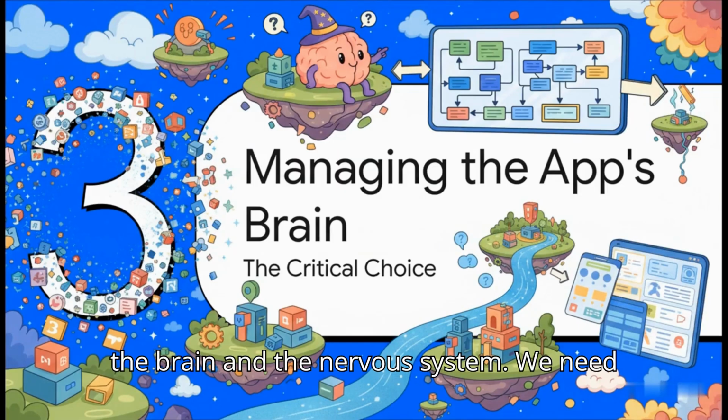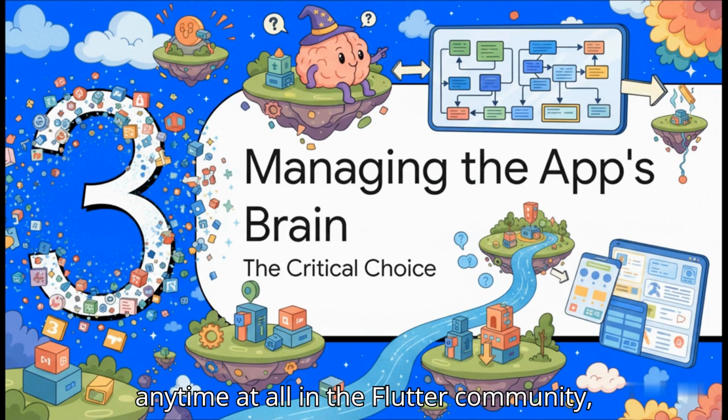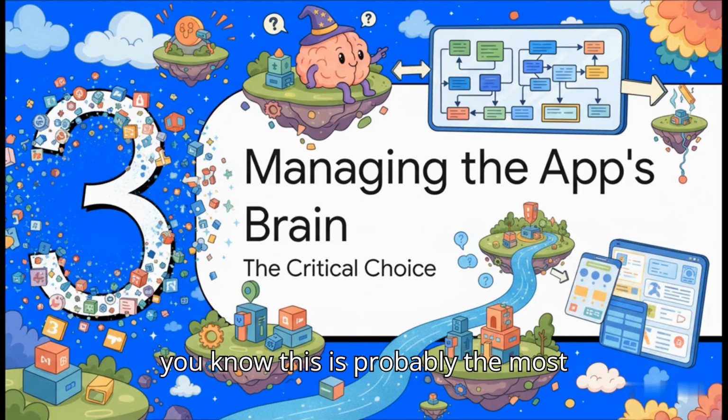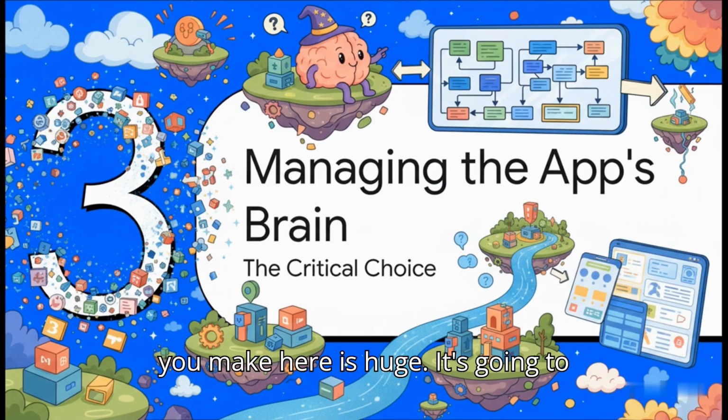So we've built the skeleton of our app. Now we need to add the brain and the nervous system. We need to manage its state. Now, if you've spent any time at all in the Flutter community, you know this is probably the most debated topic out there. And the choice you make here is huge. It's going to shape how you build everything else.